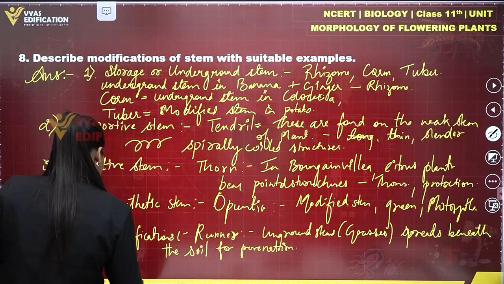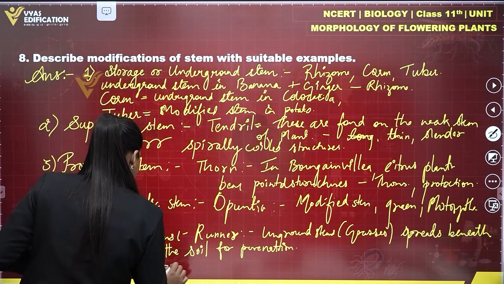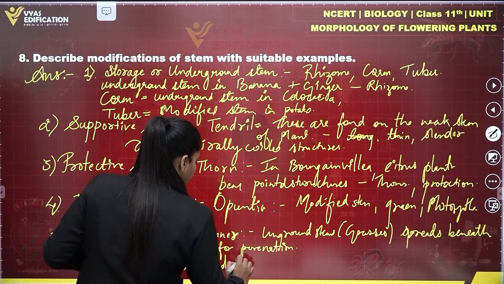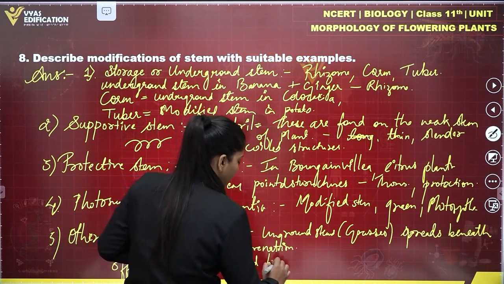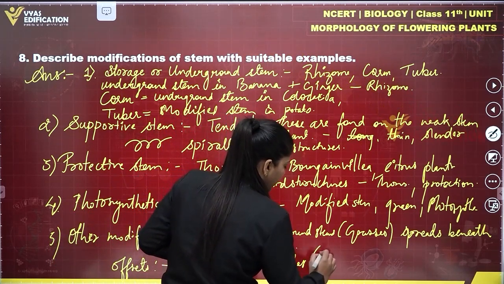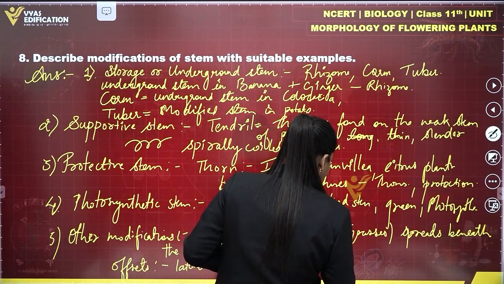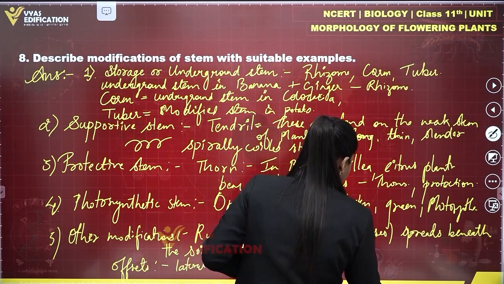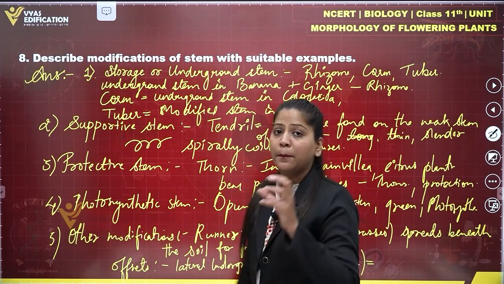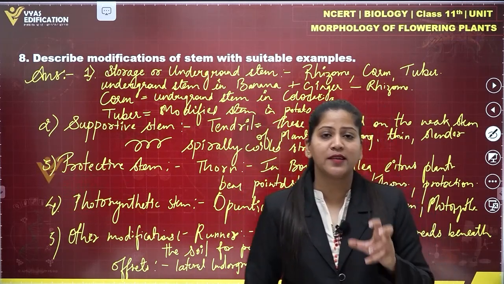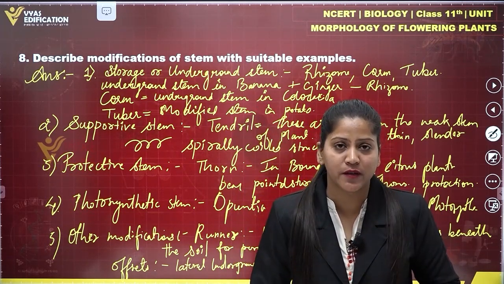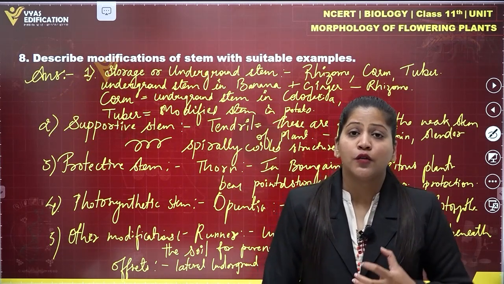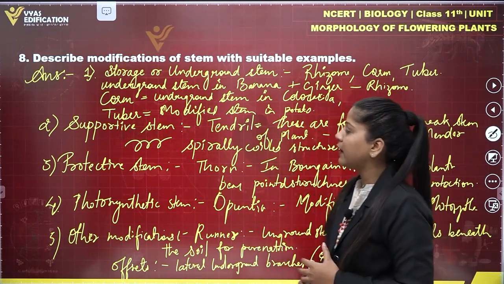Then we have offsets. These are also lateral underground branches and are present in some aquatic plants like Eichhornia, and the leaves and tuft of roots present at the nodes of these lateral branches of offset are capable of giving rise to a new plant. So this is a complete solution of question number 8 on the screen.